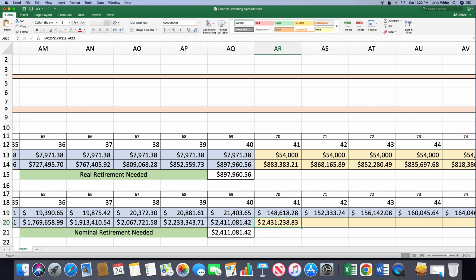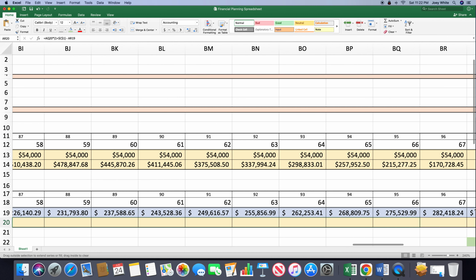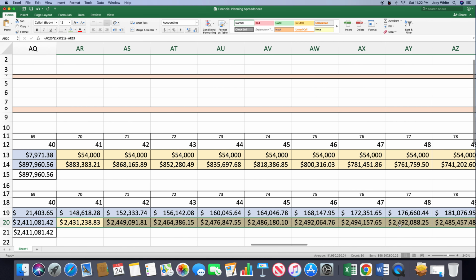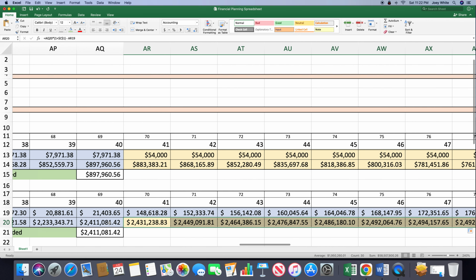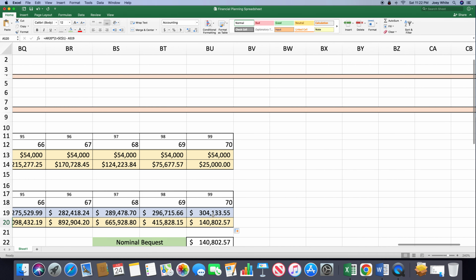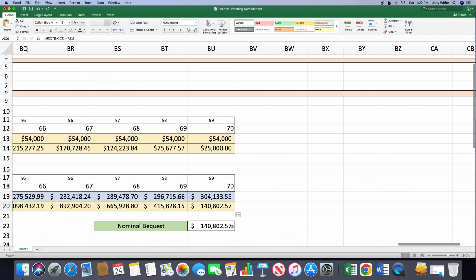And now we can just drag it over. This time you only need to do it once, right? That's because we're using this cell as opposed to this cell. And now, notice that in the very last year, your wealth should equal the nominal bequest, right? So that's how you know you've done that one right.